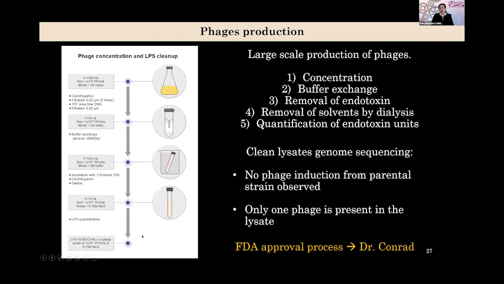And after we go through all these steps, we also sequence the clean genome lysate. Why? Because we want to make sure that during our phage productions, we didn't induce phages from the parental strain. So basically, we have in our phage lysate only the 1 phage that we want to apply and not other endogenous phages. And we want to make sure that we don't have a mixed community. So that's the research and production part.